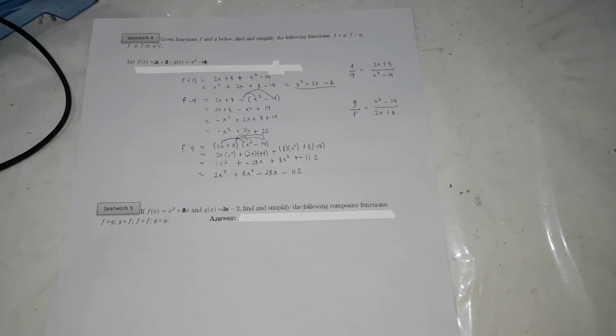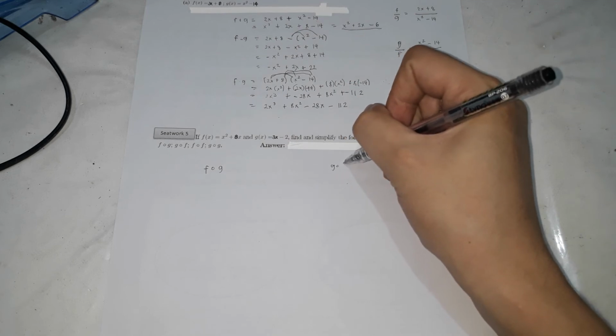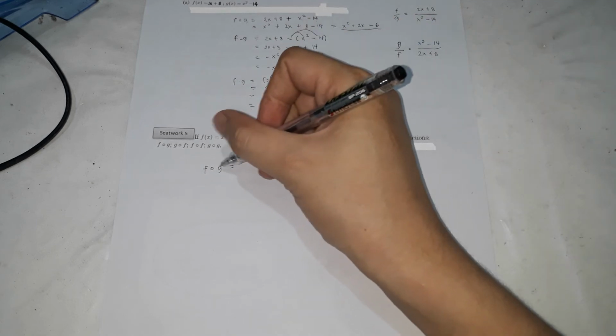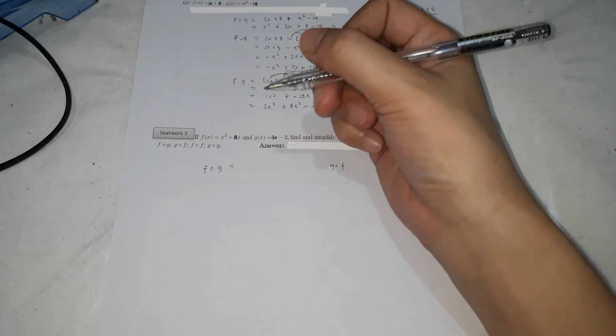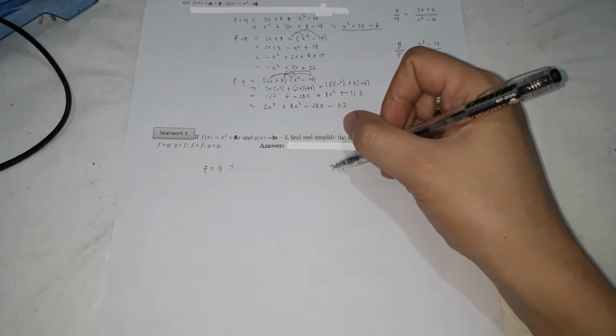Next, the thing we're going to learn is all about composition. f of x is equal to x squared plus 8x. g of x is 3x minus 2. I was just going to teach you f of g and g of f, or f composed with g. Sorry for that: f of g and the composition g of f.